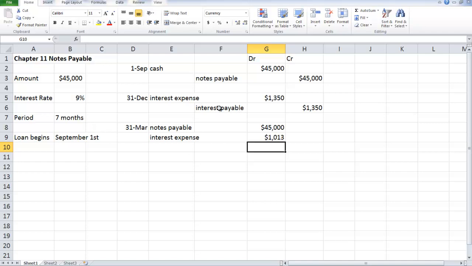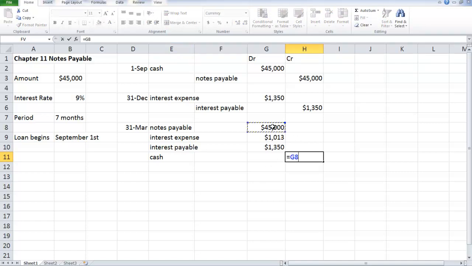Now, the interest that has accrued, the interest payable, now also has to be paid. So we need to debit interest payable of $1,350. And then we need to credit cash for the entire amount of the loan plus the interest. So that's the interest expense and the interest payable. So the total amount due is $47,363. And that concludes the calculation of a notes payable.